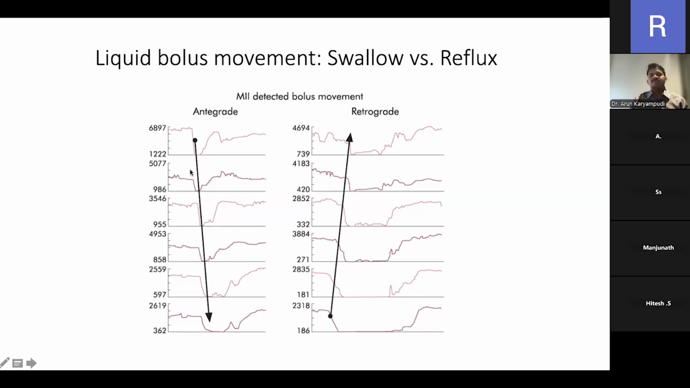When a person swallows, you get this kind of impedance tracing. But if you see the second figure, the impedance is dropping. Again, this is a liquid bolus movement across the esophagus. But in what direction is it moving? It is moving in the oral direction. So the liquid is moving in a retrograde fashion. So this is a classical reflux episode. This is a liquid reflux that is happening in the esophagus. So this is considered to be a reflux episode.